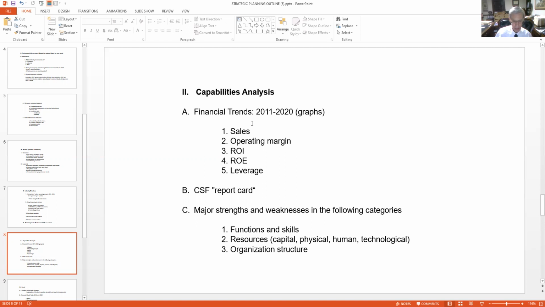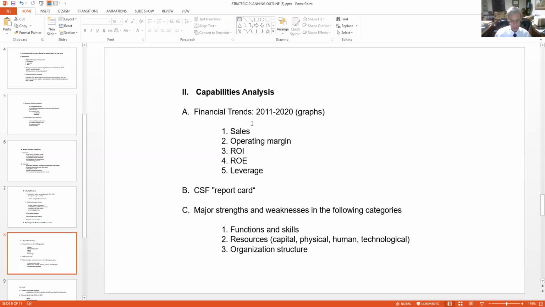I think that's often pretty conjectural. I don't require that, but I would like to see you rate your company and its competitors based on those critical success factors. And so draw some conclusions.